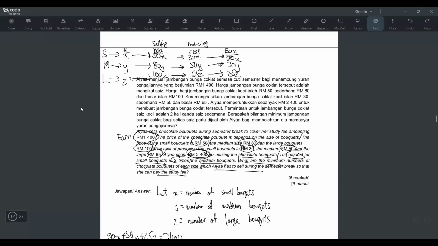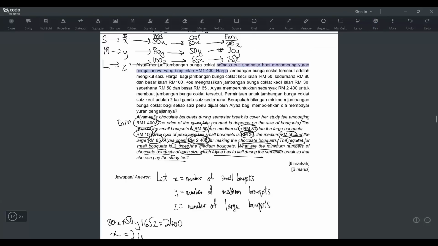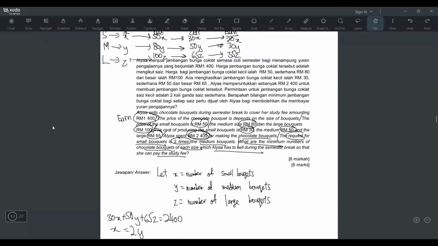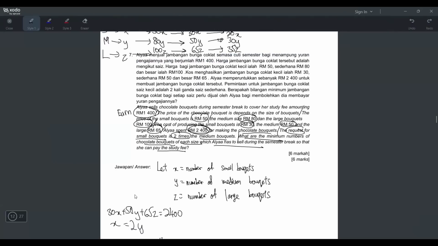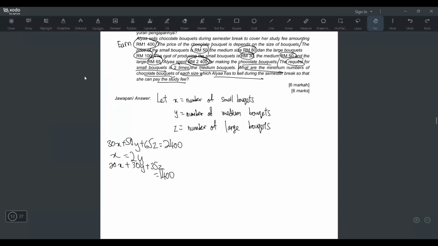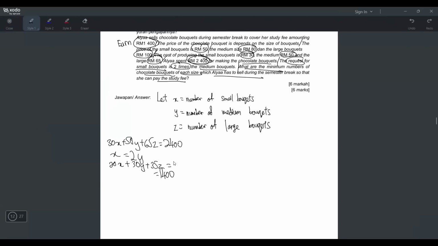So understand. All right, so now the total earnings, everything added together, 20x plus 30y plus 35z must equal 1400. So I'll just write here 20x plus 30y plus 35z, that's the total earnings. And they said the total earning must be 1400, so equals 1400, right? Okay, I can see that I have already finished writing all the equations, but the numbers are very big, right? And I can see that this one can simplify. So I will simplify this.